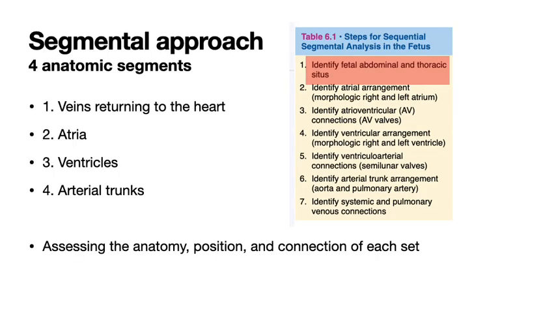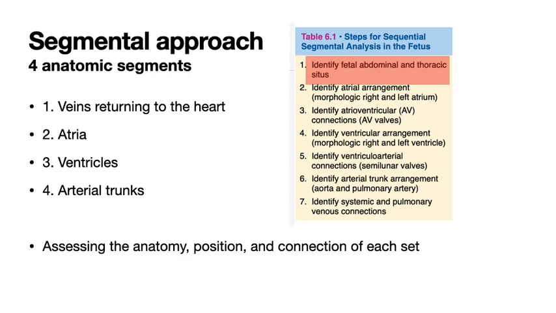This is something that we'll go over and over through this next bunch of lectures. But in general, there is a segmental approach to fetal echoes. The segments that we're talking about are the veins returning to the heart, the atria, the ventricles, and then the outflow tracts, the arterial trunks. Basically, we're going to assess the anatomy, normal or abnormal, position and connection of each set.